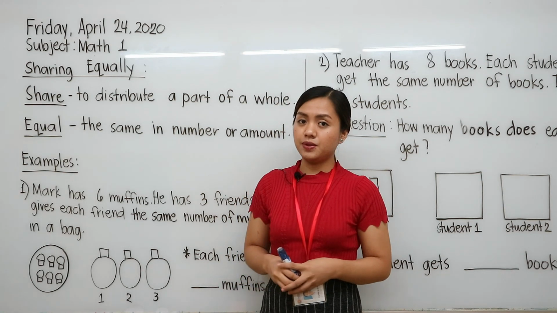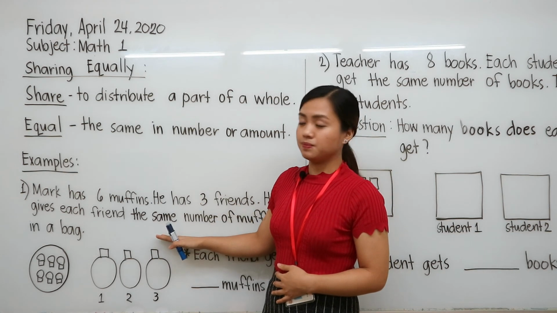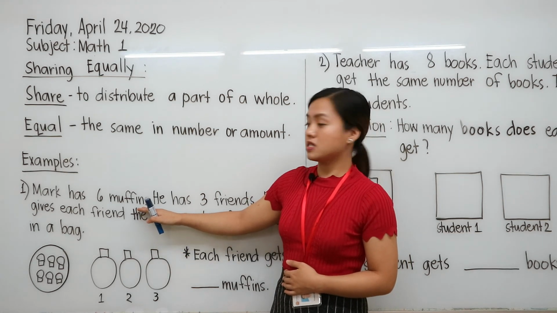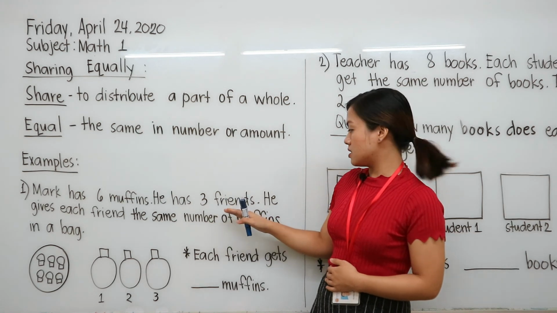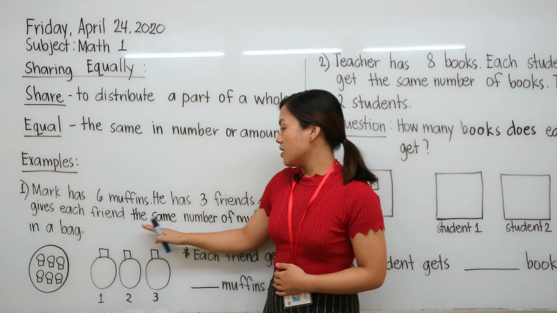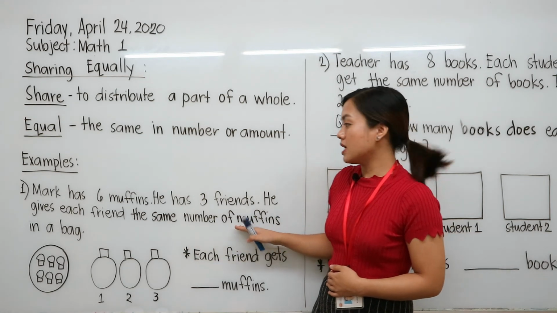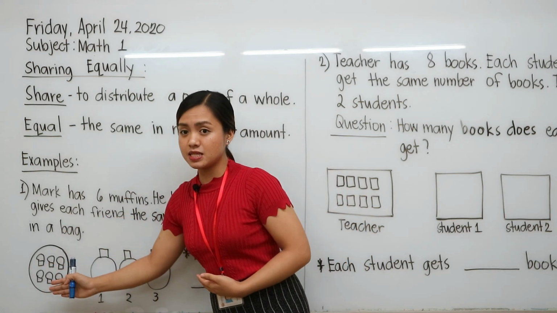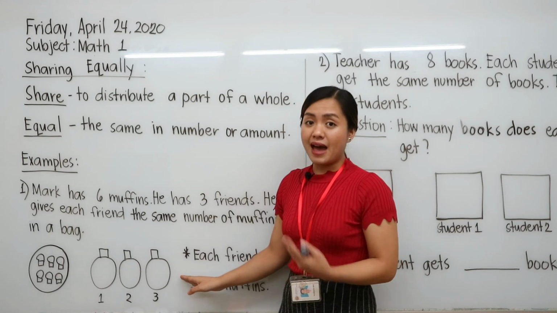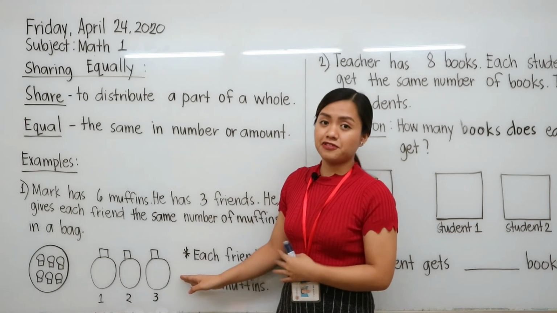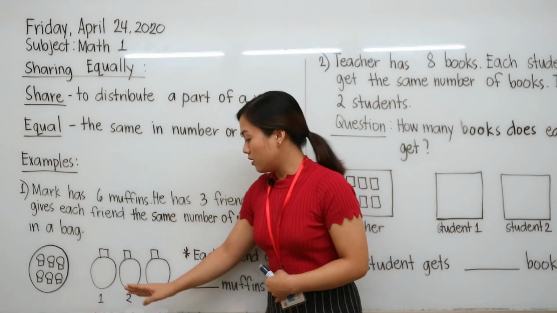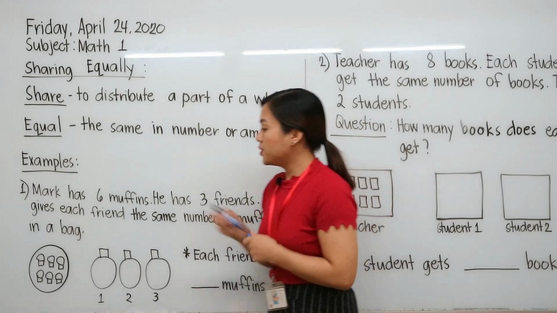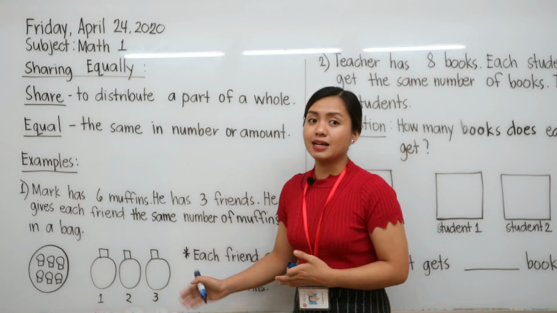Now we have here some examples. So here we have a problem. First, let's read. Mark has 6 muffins. He has 3 friends. He gives each friend the same number of muffins in a bag. So, for example, we have here a plate of muffins, and we also have here 3 bags for each of Mark's friends. So we have here friend number 1, friend number 2, and friend number 3. Now we are going to put these muffins inside the bag equally.